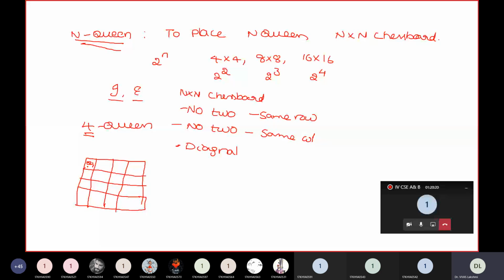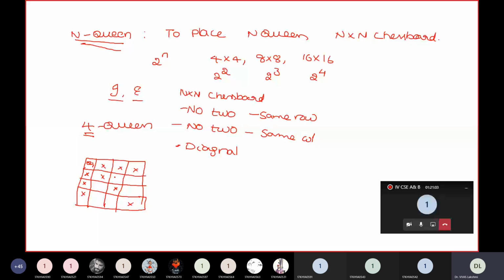So this second queen is not allowed to be placed here. Why? Because this is the same column. No two queens are in the same column, that is a constraint. And this is another one: no two queens are on the same row. That's why queen 2 we are not able to place here. Here also we are not able to place. In the same way, diagonal positions are also not allowed. Diagonal positions of q1 are also not allowed.